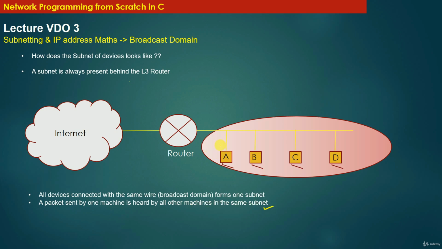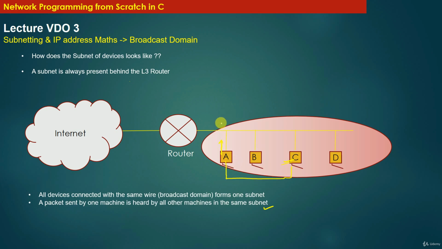Suppose one of the machines present in the same subnet places the packet on the wire, and let us say that the destination of this packet is machine C, which is present in the same subnet. So in this example, the communication is being carried out between machine A and machine C.